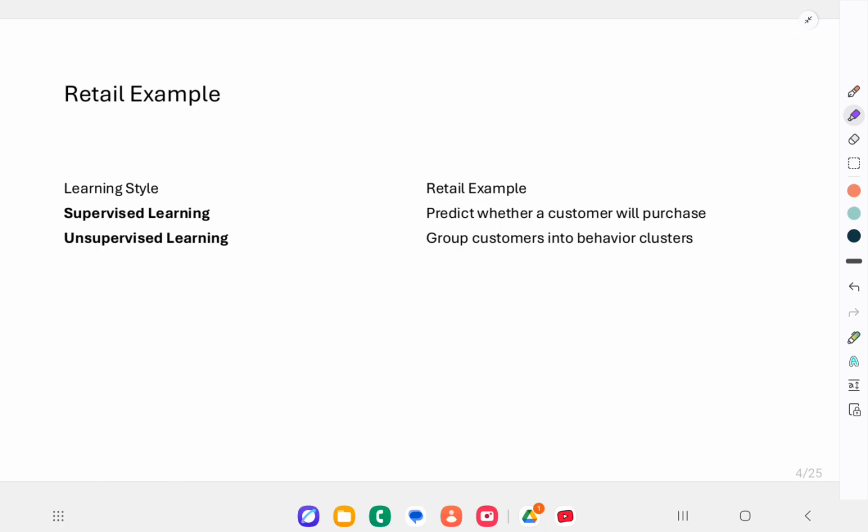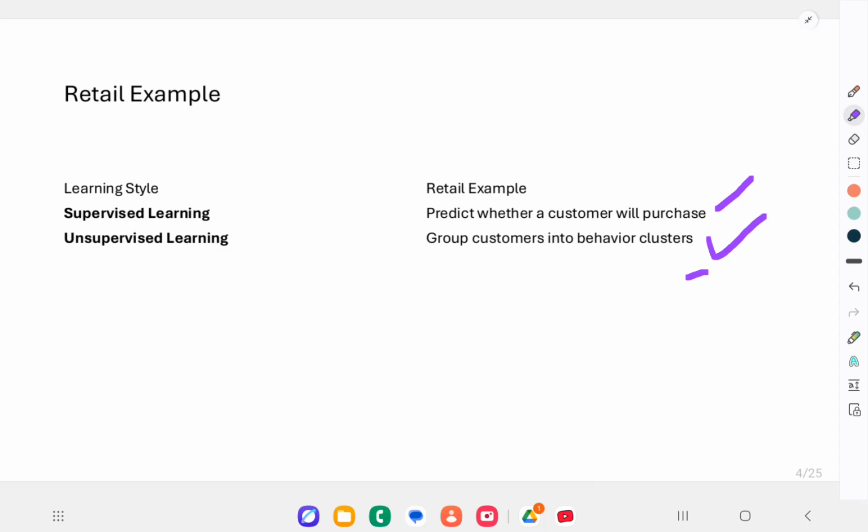Let's bring it down to the data set we've been working with, which is retail. Suppose we want to predict whether a customer will buy something. If we already know the outcome, which is yes or no, buy or don't buy, then we are doing supervised learning. But if we remove that outcome label and ask the machine to group similar customers based only on their behavior, like age, web visits, or coupon usage, then we are entering the world of unsupervised learning.